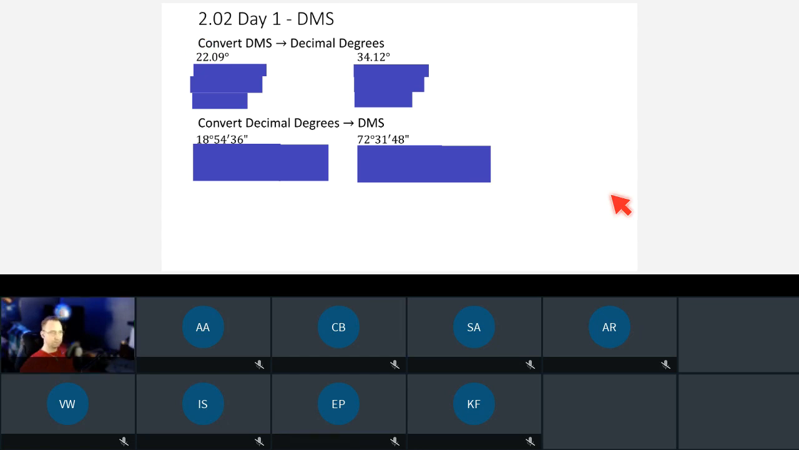All right, Emily, how do we do it? So first you take the first part of it, not counting the decimal, 22, which is the degrees. Then you take 0.09, multiply it by 60 to get 5.4. So 5 is the minute, and then you take the 0.4 and multiply that by 60. So 0.4 times 60, you get 24, and that's the seconds. Perfect. And you just put it all together. Pretty easy stuff. I think these are freebies. They should be.